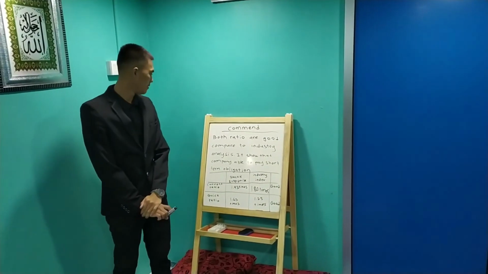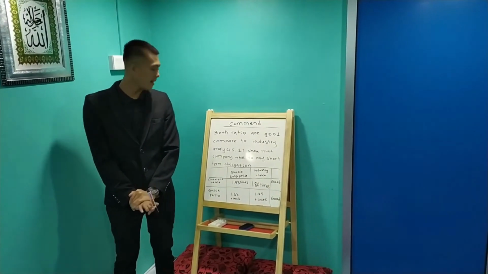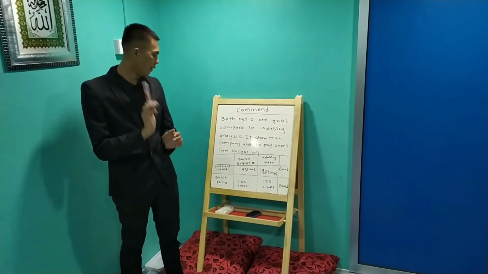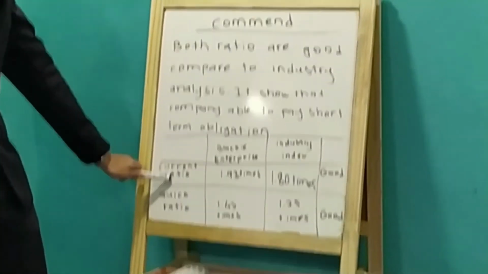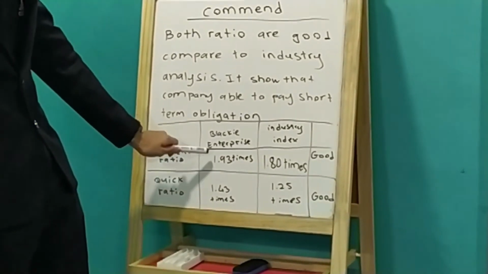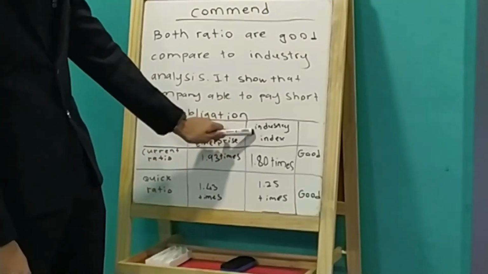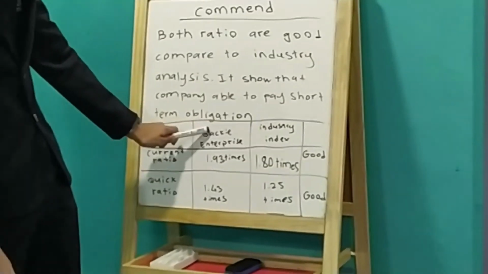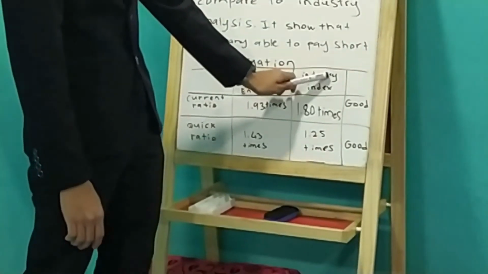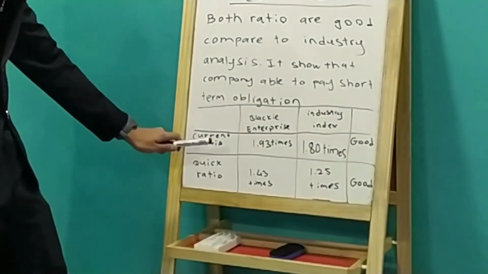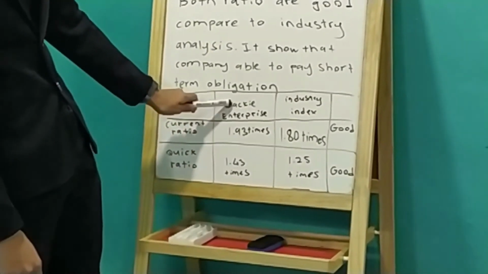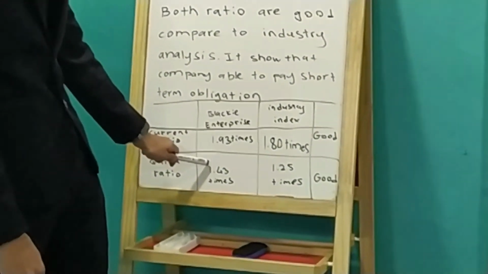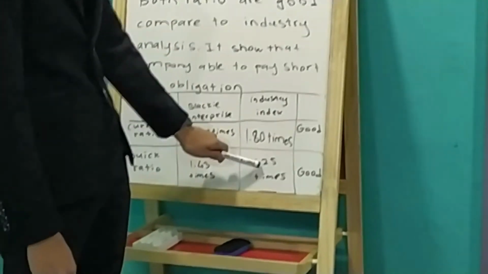Okay, for the comment, both ratios are good compared to the industry analysis because they show that the company is able to pay short-term obligations. For the current ratio, Blackie Enterprise has 1.93 times compared to the industry index, which is 1.80 times, so Blackie Enterprise is higher than the industry index, which is good. For the quick ratio, same, Blackie Enterprise is higher than the industry index, which is 1.43 times compared to 1.25 times, which is good.